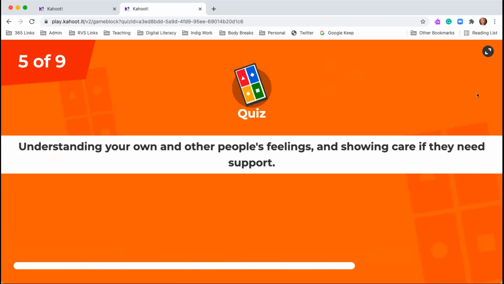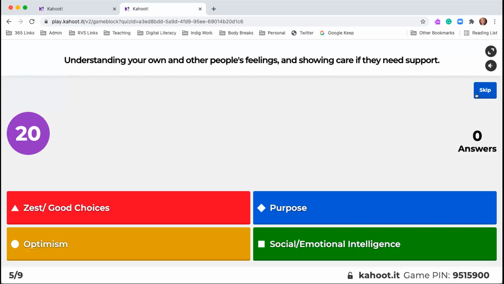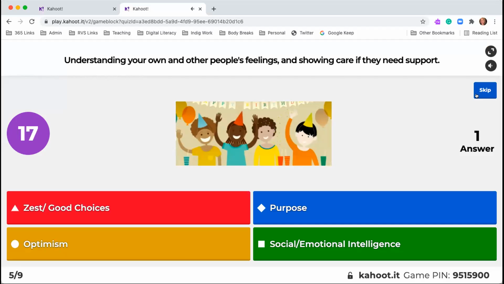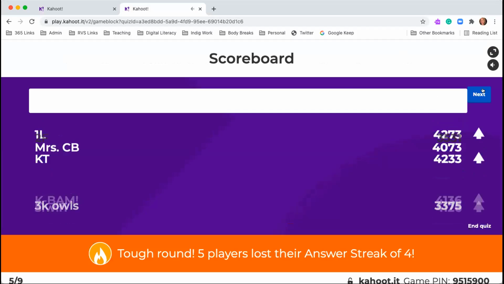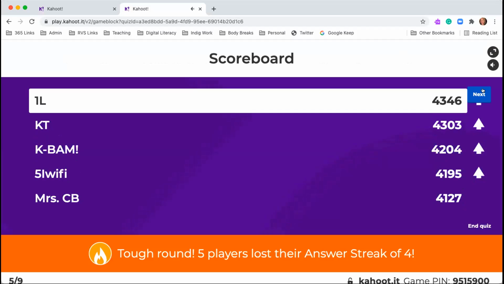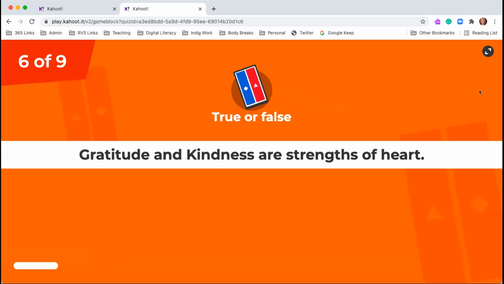Understanding your own and other people's feelings and showing care if they need support. Is that social emotional intelligence, purpose, zest, or optimism? Yes, it's social emotional intelligence. It's also zest and good choices. You're right. And it does give you purpose. But the best answer was social emotional intelligence, knowing your feelings and other people's feelings and showing support when needed. Mrs. Leaflore's class, whoa, KB and KT, 5I. Oh, here we go. And Mrs. Cronin Bolton's up there too.